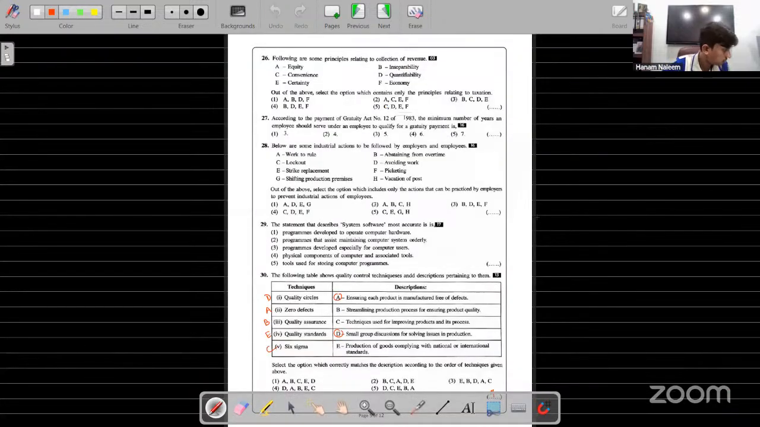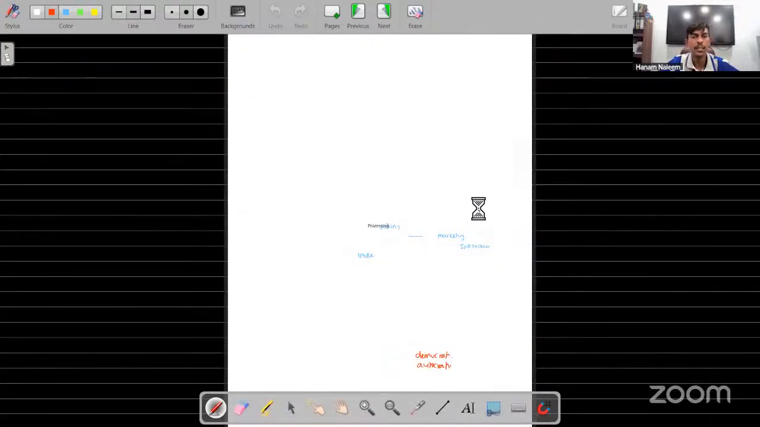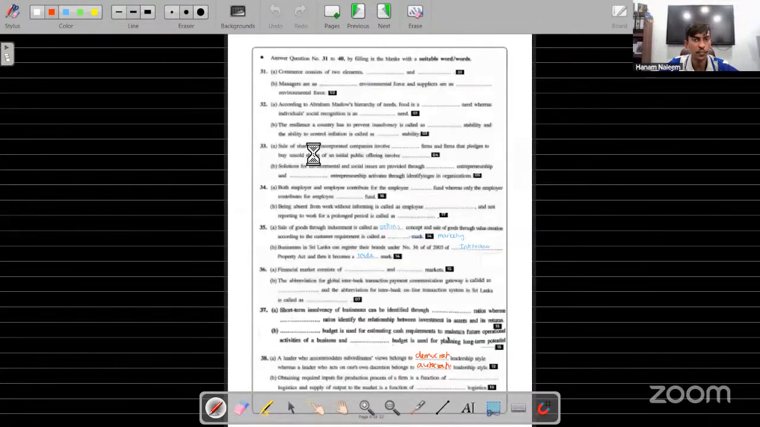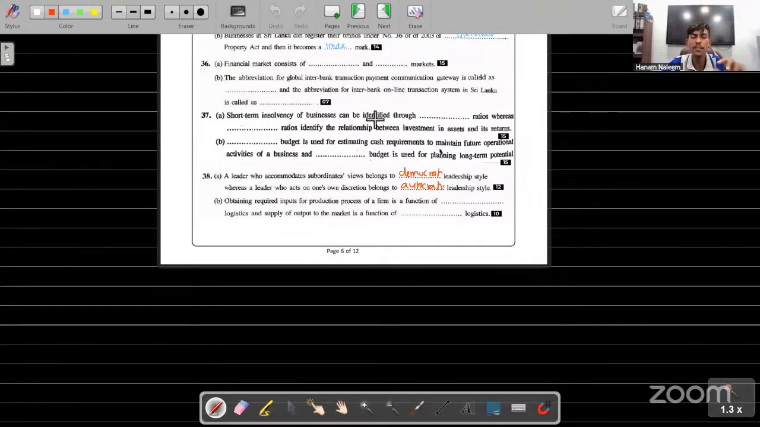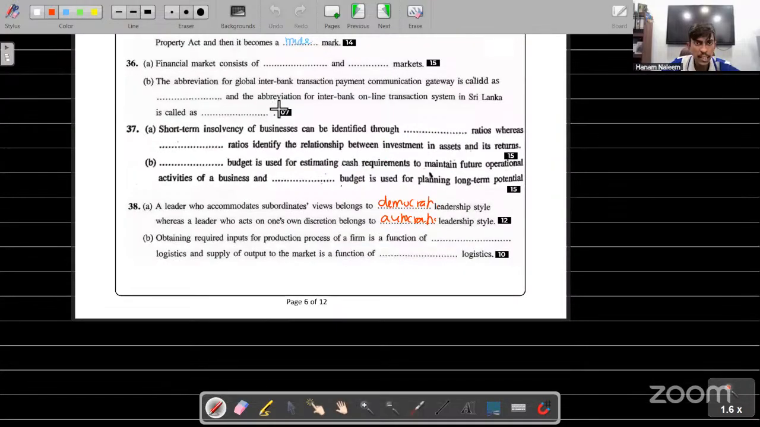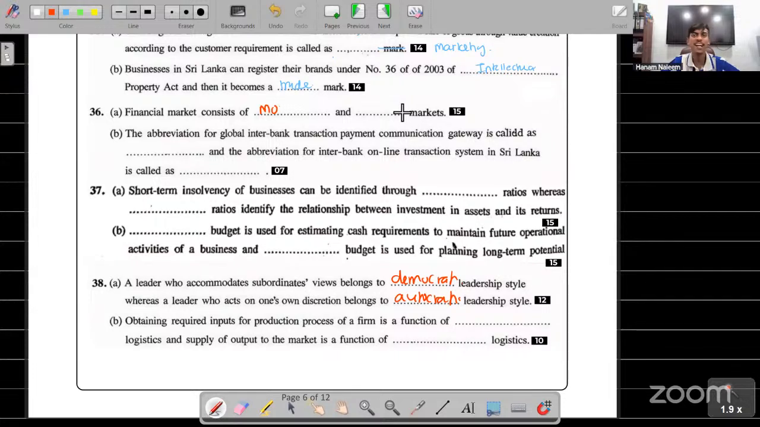Then question, this year is 2022? Yes. 36A. Financial market consists of. There are many types of financial market categories, but we go with the main two based on the maturity. So you say money market and capital market. Then the abbreviation of global interbank transaction payment. Globally, banks are making payments among them.